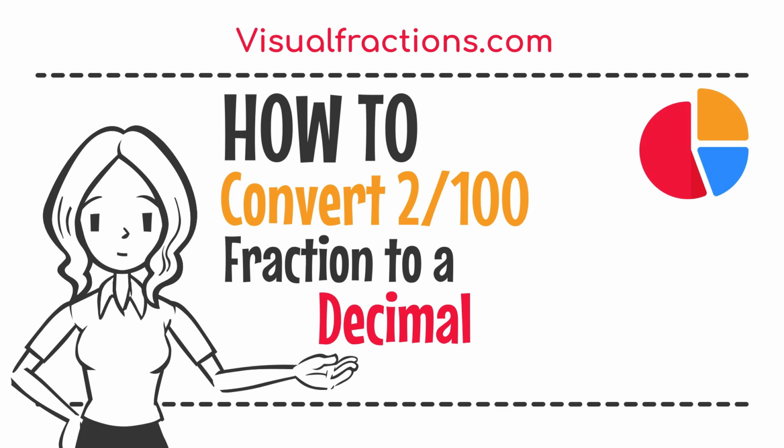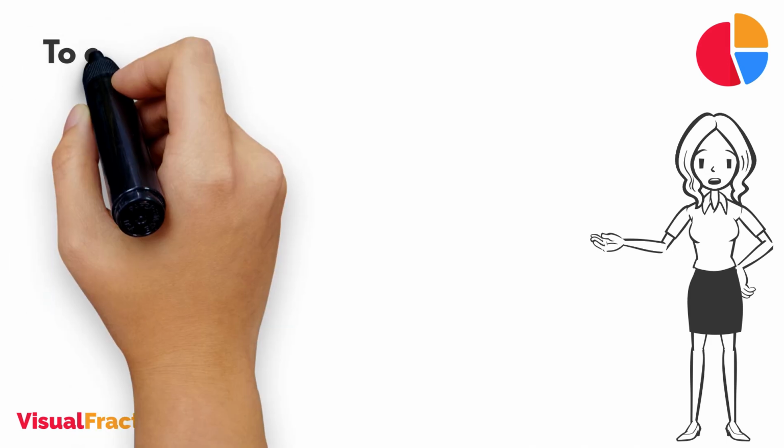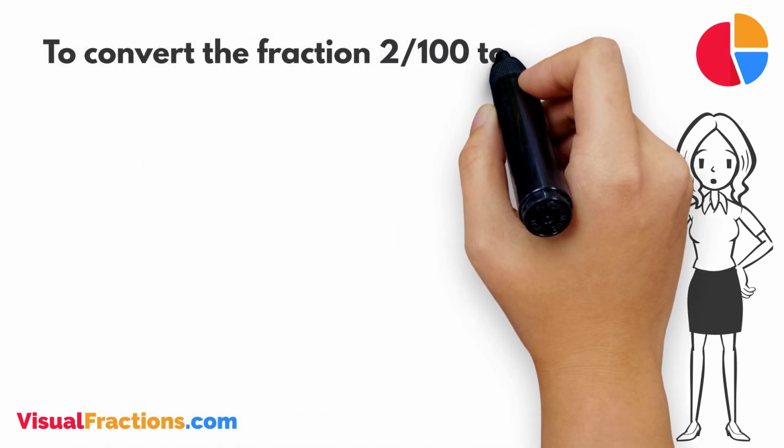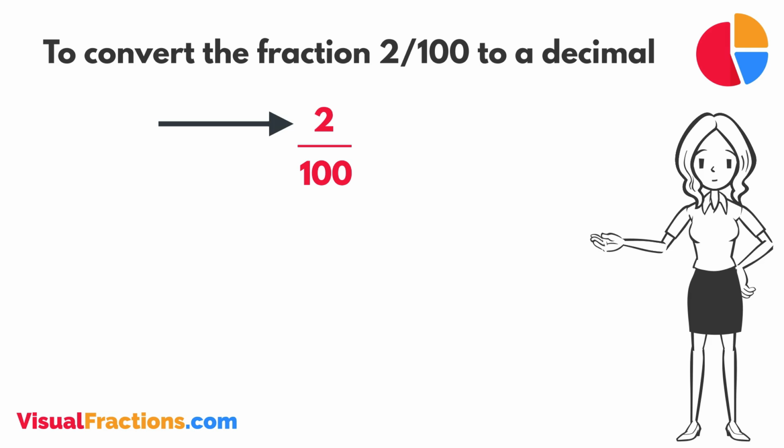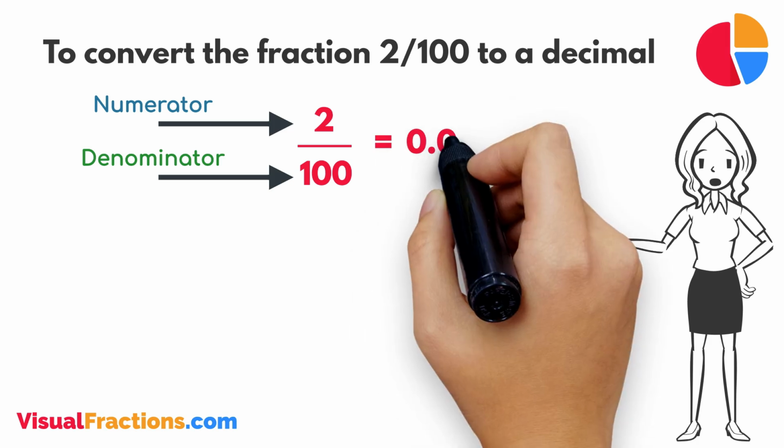Today, we're going to explore how to convert the fraction 2/100ths to a decimal. To convert the fraction 2/100ths to a decimal, all we need to do is divide the numerator, the top number, by the denominator, the bottom number. So, we simply divide 2 by 100. The answer we get is 0.02.